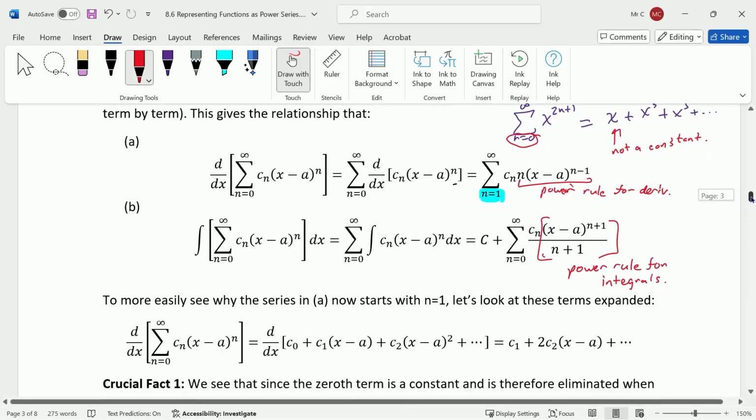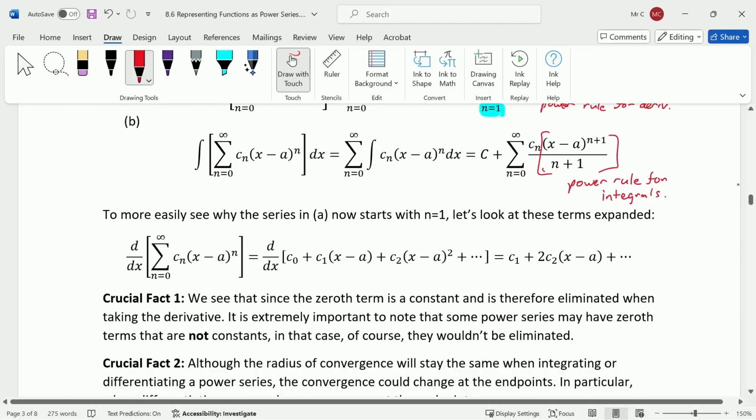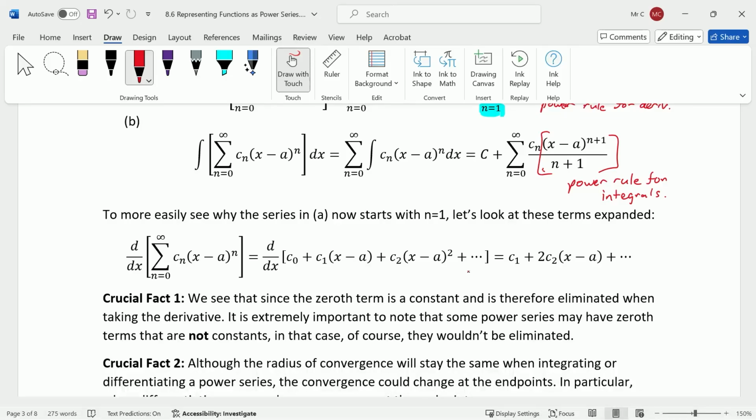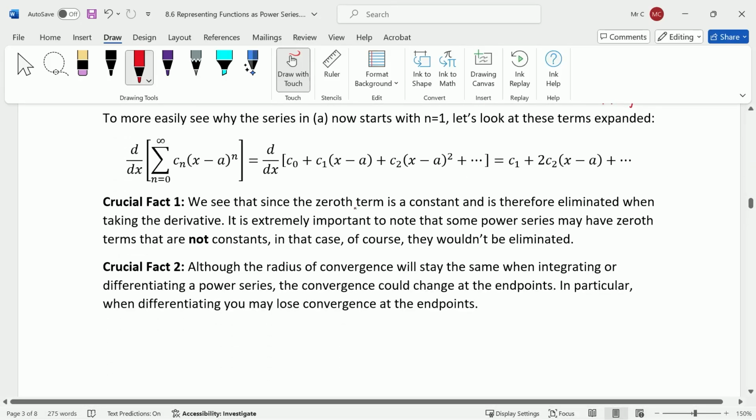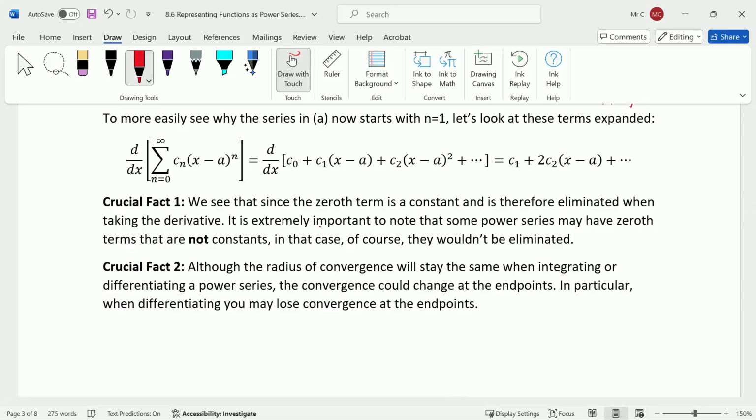Okay, so I actually already did the part explaining why the series now starts with n equals 1, but I typed it up again here, so it's a little cleaner there. Nonetheless, let's just reiterate. Since the 0th term is a constant and is therefore eliminated when taking the derivative, it is extremely important to note, again, I'm really trying to emphasize this because this is a super common mistake for students, that some power series may have 0th terms that are not constants. So in that case, they wouldn't be eliminated.